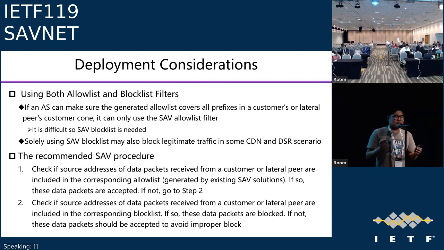So we give the recommended SAV procedures. In step 1, we should first check if source addresses of data packets received from a customer or lateral peer AS are included in the corresponding allow list. This allow list can be generated by using existing solutions such as EFP, UIPF, or BAR-SAV. If so, these data packets will be accepted. But if not, we will go to step 2. In step 2, we will then check if source addresses of data packets are included in the corresponding block list. If so, these packets will be blocked. But if not, these packets should be accepted to avoid improper block.